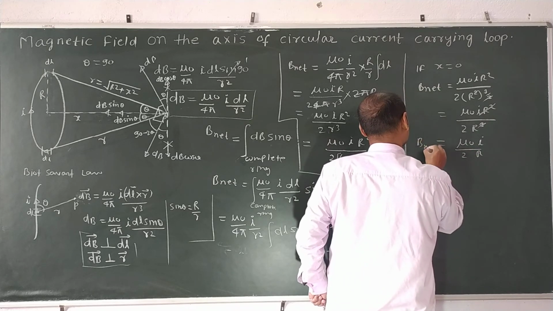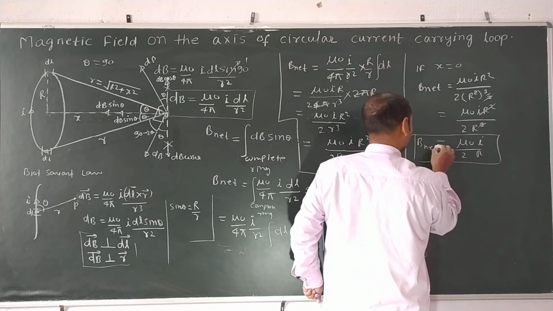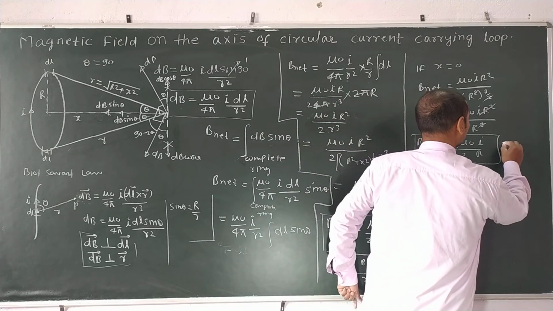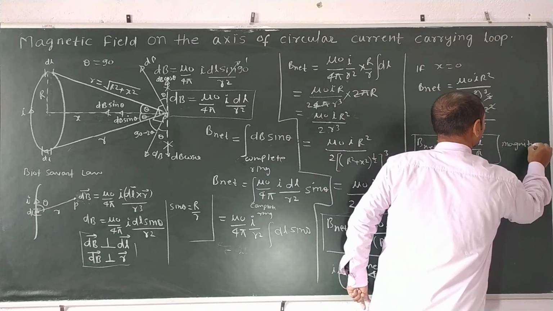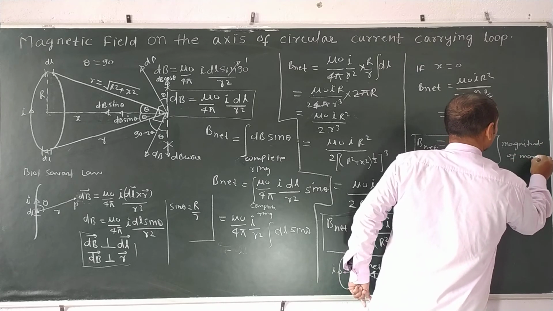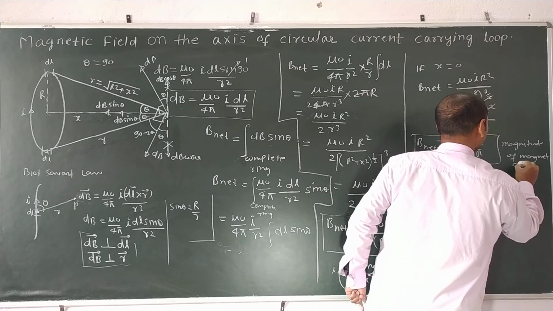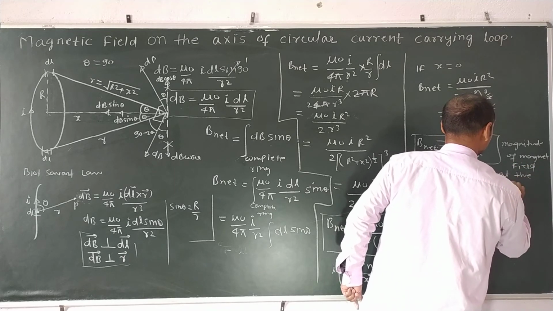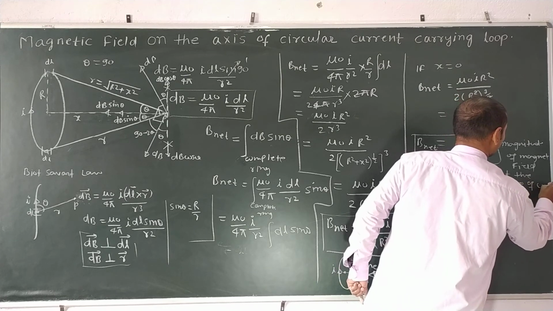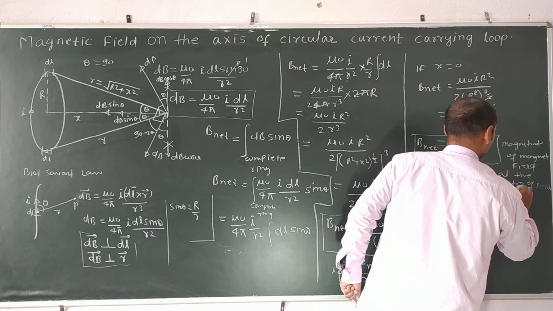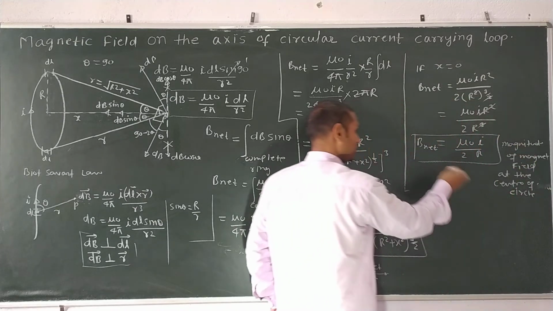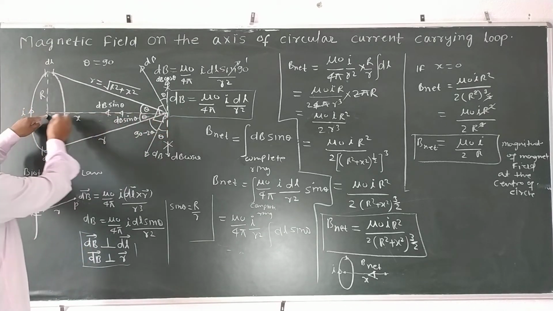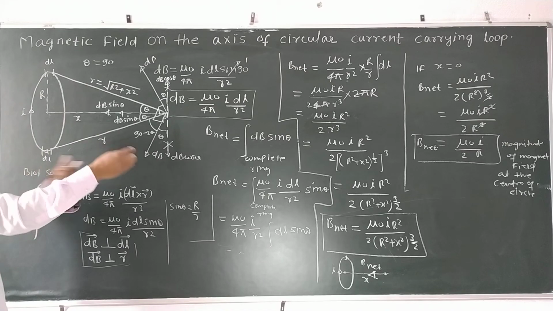We know that this is the magnitude of magnetic field at the center of the circle. If x becomes 0, it means the center, this point P goes to the center of the circle. So this one we already know about.